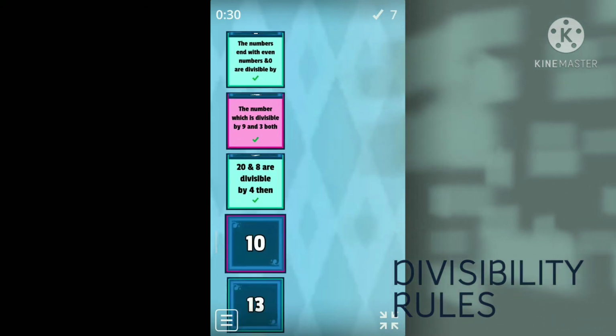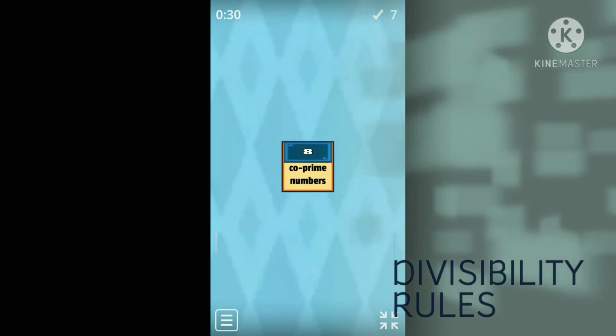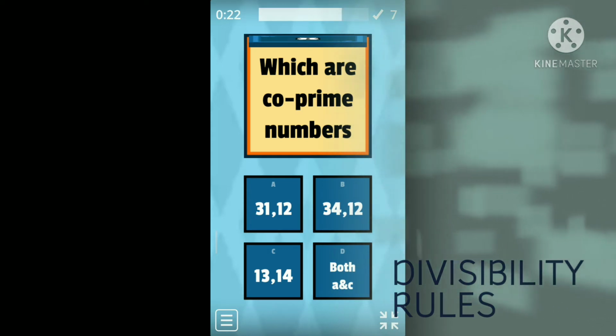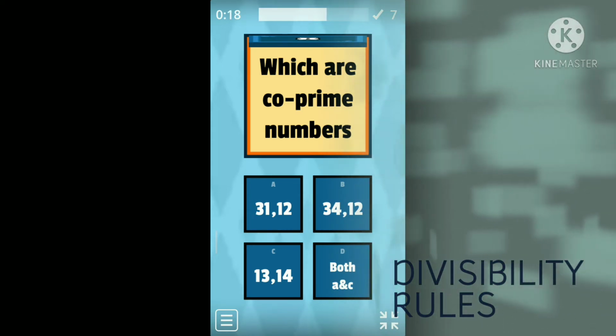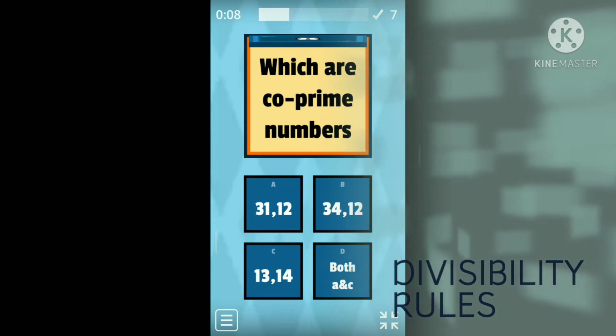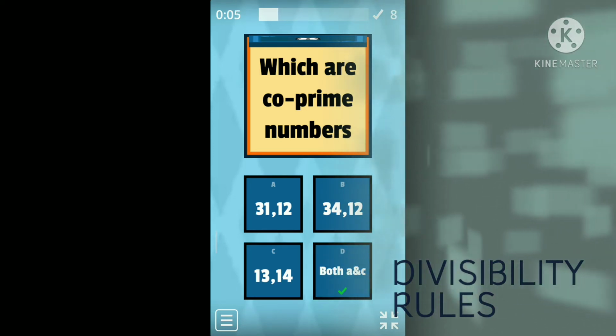Now proceed to the next question. Which are co-prime numbers? According to the question, we know that any two numbers having only one common factor are considered co-prime numbers. So which option will be correct? By checking which pairs have only one common factor, A and C. Okay. According to the question, D option will be correct.